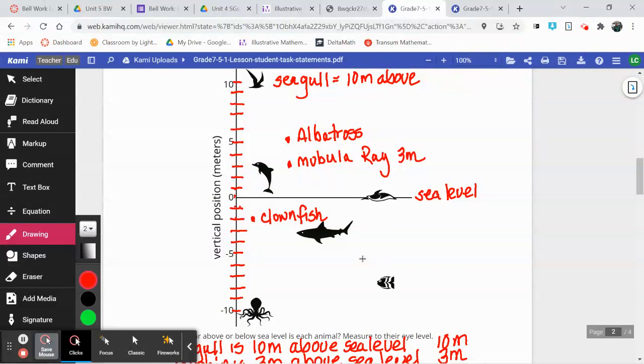It could be 3 meters above, which would be, the dolphin's at 3, right? 3 meters above would be 1, 2, 3 more. And that would be at 6 from sea level, right? Or it could be 3 below. 1, 2, 3. That'd be a 0. It'd be at sea level.